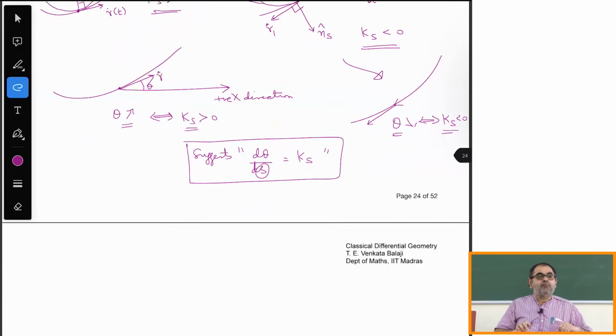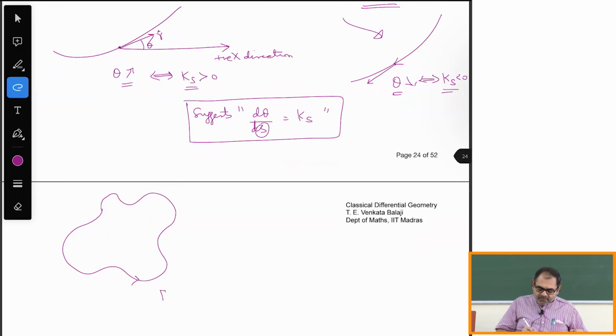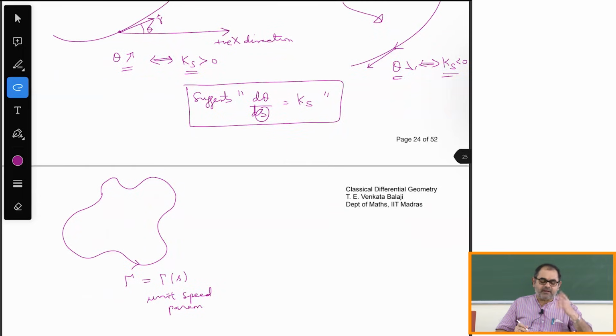Now what is this Gauss map? Suppose you are going along a smooth curve like this. You take the curve to be unit speed, gamma equal to gamma of s, a unit speed parameterized curve. That means it is a regular curve, with unit speed parameterization with increasing arc length.